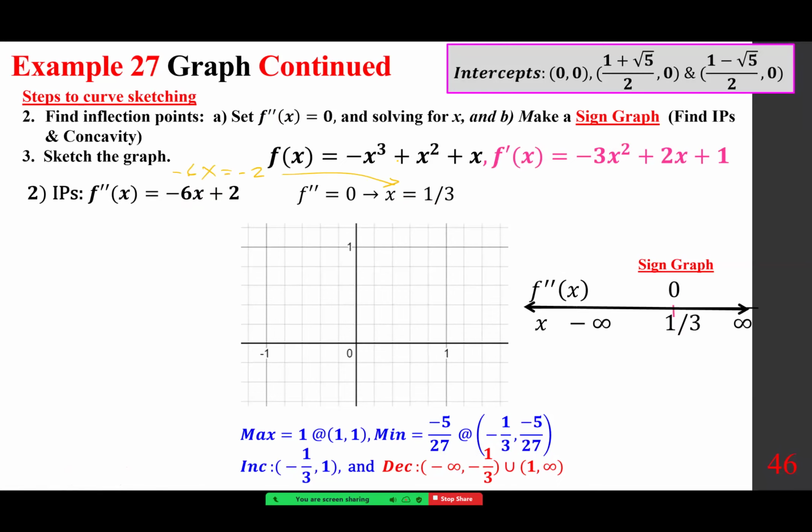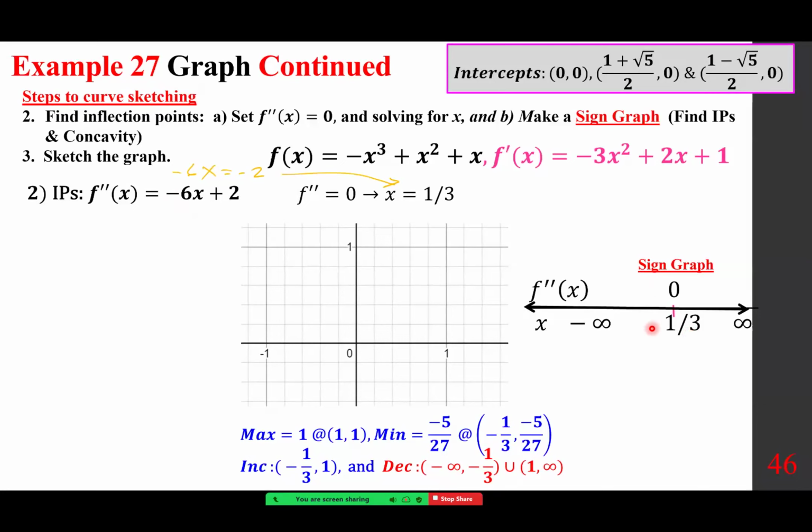So you go with the sign graph, and here's a number line from negative to positive infinity. At x equals 1/3, f double prime is 0. You find where f double prime is 0, where f double prime does not exist. So f double prime exists everywhere because it's a polynomial of degree 1, or a linear function.